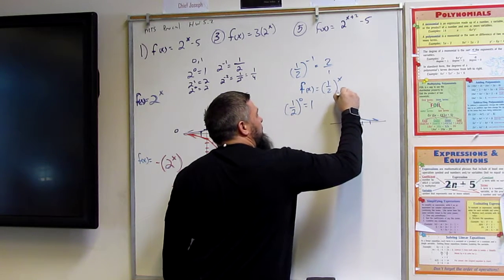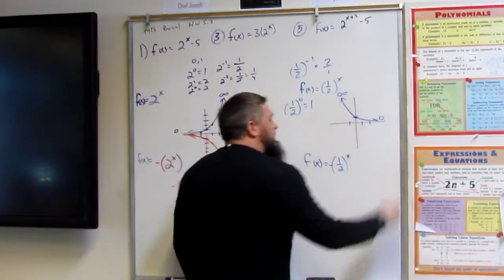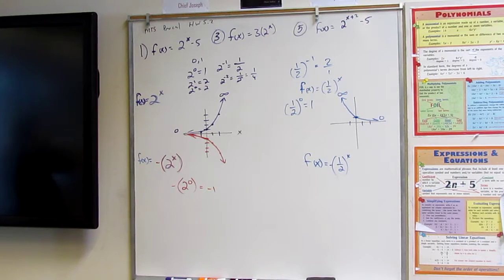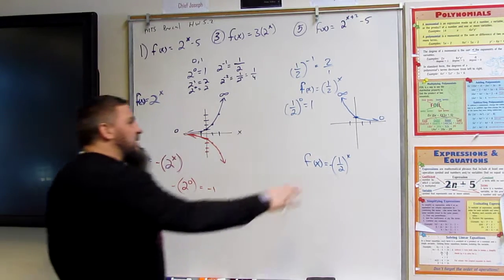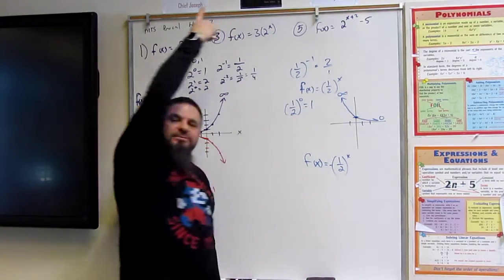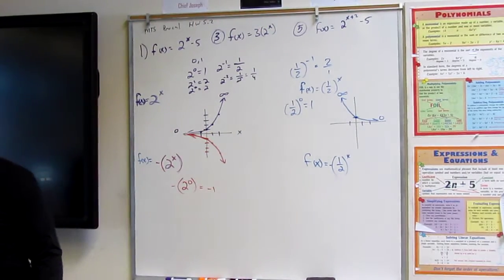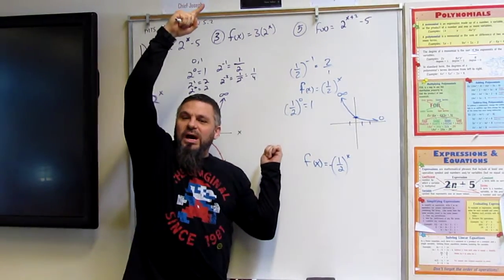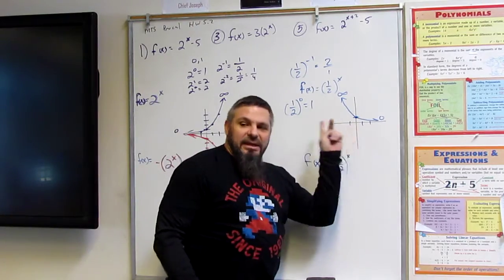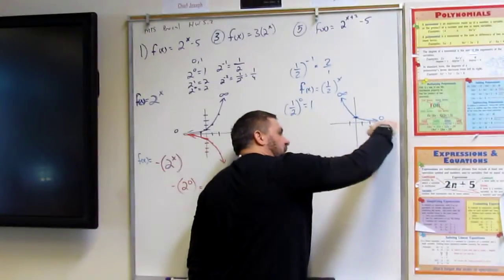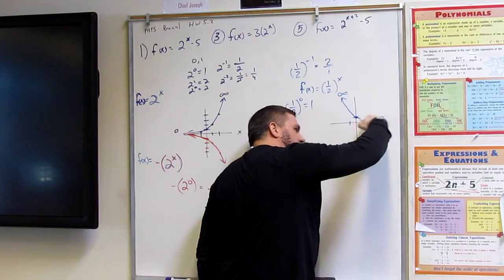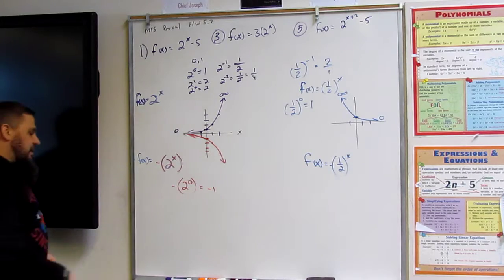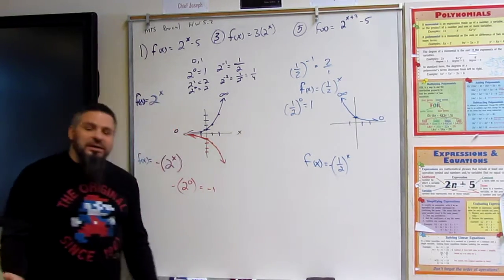And so this is going to go off to infinity. So the limit here is 0. As we approach infinity, we approach 0. As we approach negative infinity, we approach positive infinity. As we go to negative infinity in the x direction, we go to positive infinity in the y direction. The limit here, as we approach infinity in the x direction, is 0. Okay? Now, this should be relatively simple.